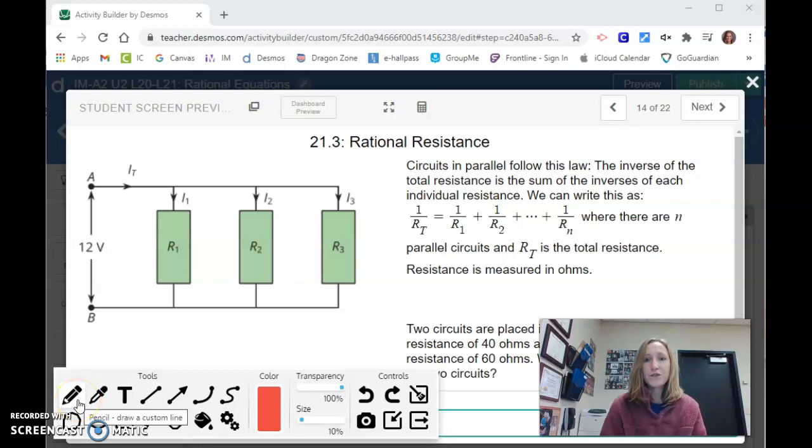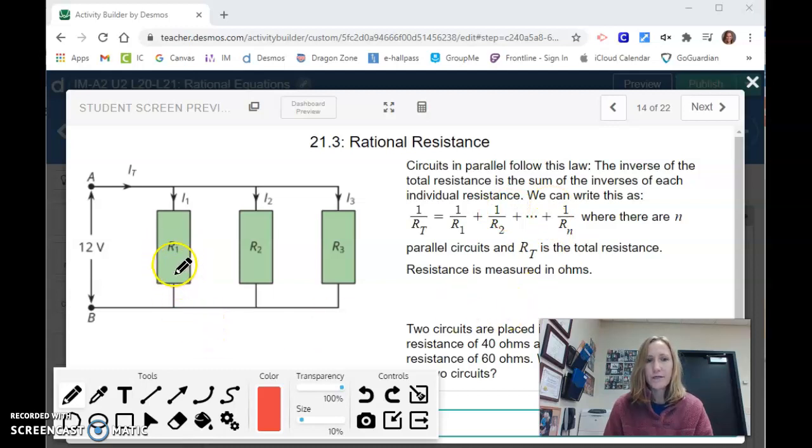So we're going to look at some circuits that are in parallel, and in particular we're going to look at their resistance. So we're working with this formula that says the inverse of the total resistance, so notice this first fraction here, the inverse of the total resistance is equal to the sum, so notice that we're adding, of the inverse of each individual resistance.